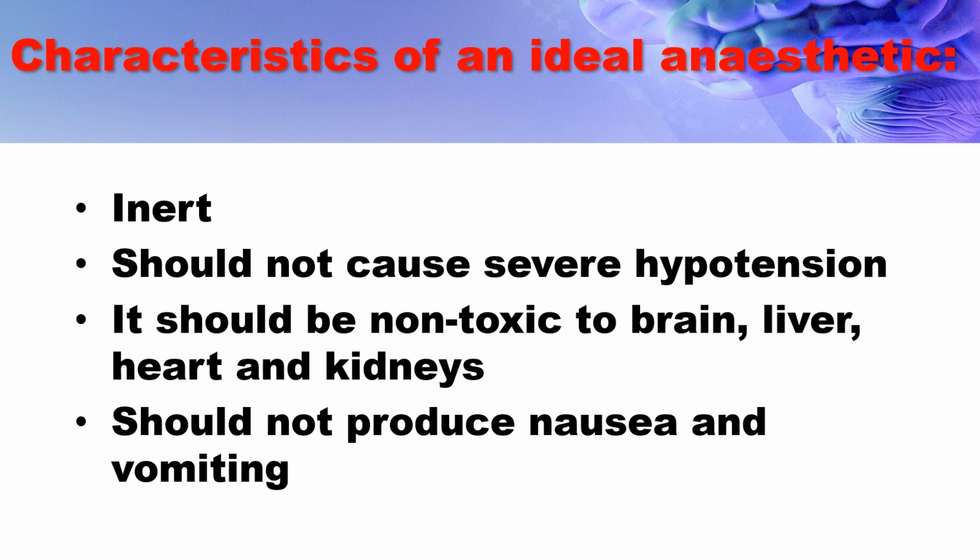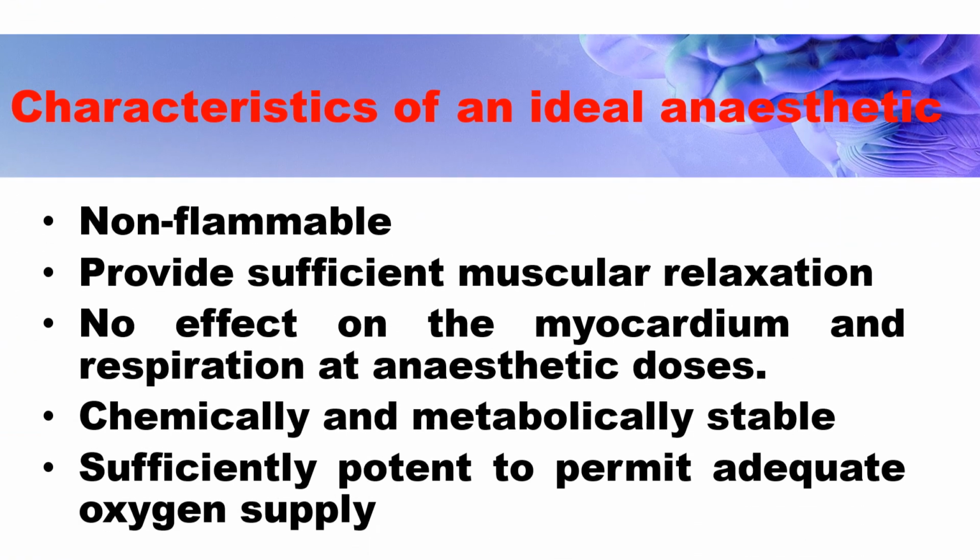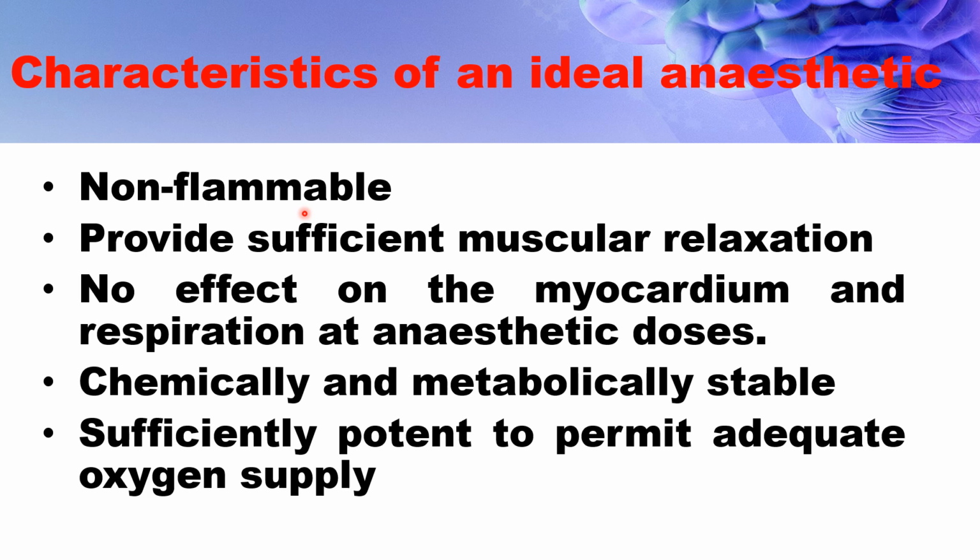Characteristics of an ideal anesthetic. The ideal anesthetic must be inert. It should not cause severe hypotension. It should be non-toxic to brain, liver, heart and kidneys. It should not produce nausea and vomiting. It should be non-flammable. It should provide sufficient muscular relaxation. It should not show any effect on the myocardium, the middle muscular tissue in the heart, and respiration at anesthetic doses. It must be chemically and metabolically stable. It must be sufficiently potent to permit adequate oxygen supply.